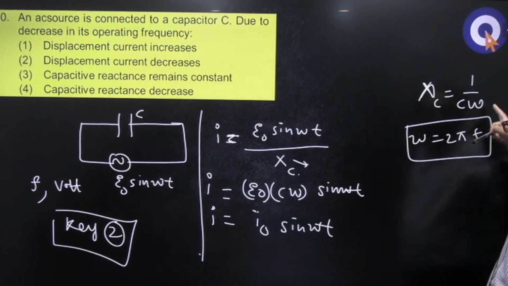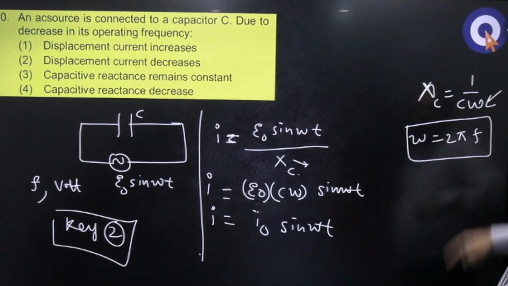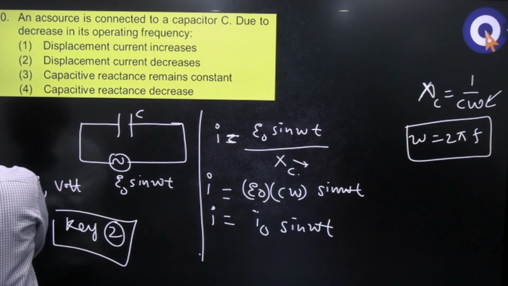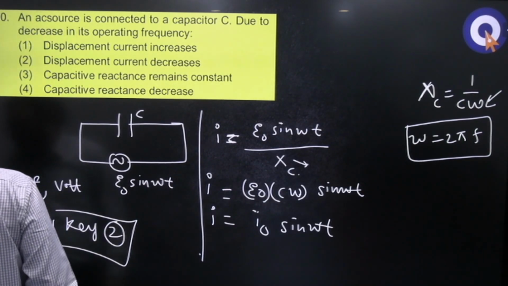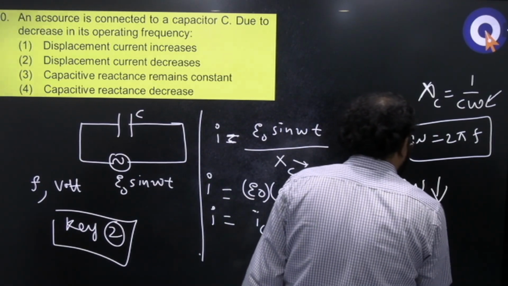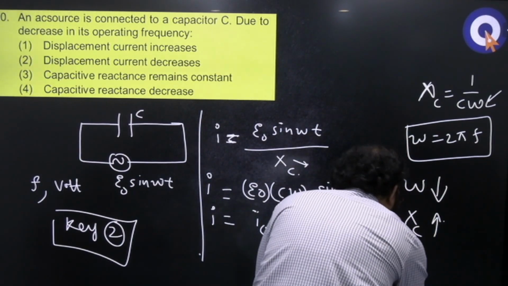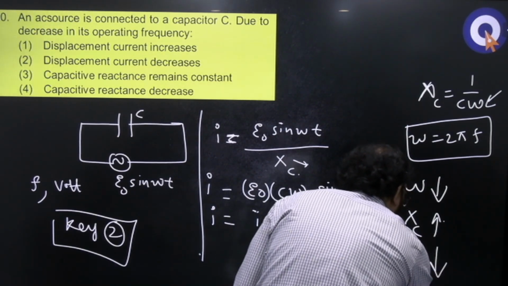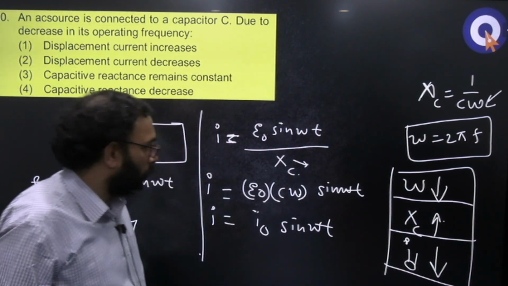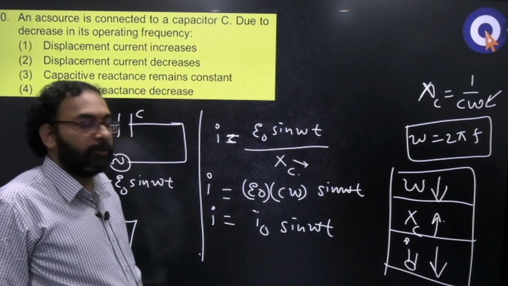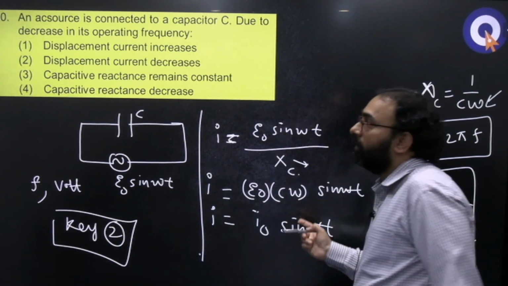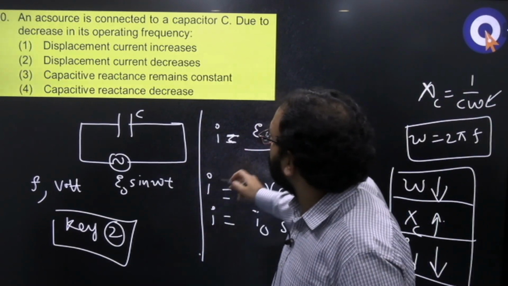When the operating frequency increases, what happens to the capacitive reactance? XC is 1 by C omega. So when omega increases, XC decreases, and displacement current is going to increase. This is the conclusion. So the key is 2, the second option.